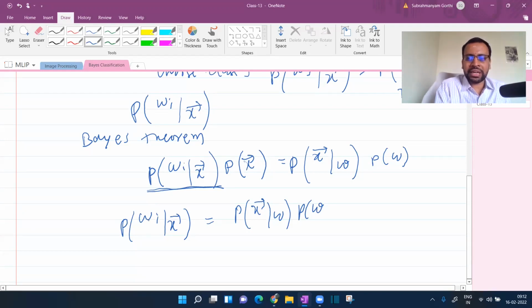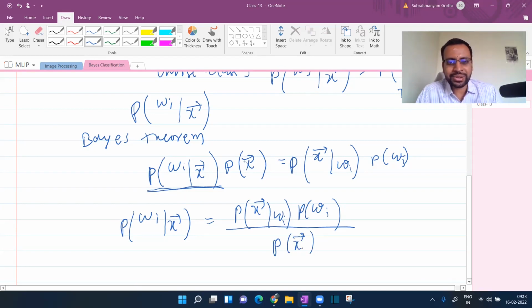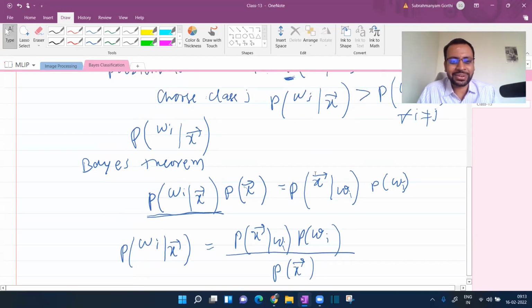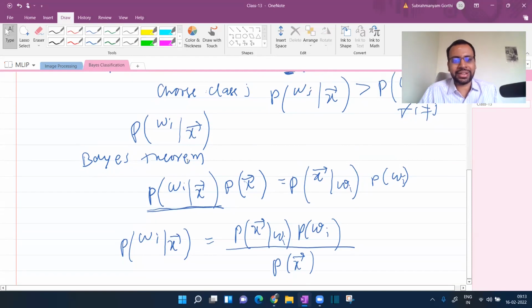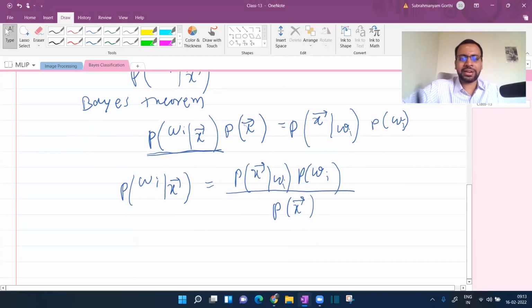Since I am writing i here, I should have written i here also, isn't it? So, P of x bar given omega i into probability of omega i divided by probability of x bar. Doesn't it look more complicated? Initially I had to simply find this. Now I have used Bayes theorem and introduced three probabilities here. Well, there is a way you could calculate these three terms. On the other hand, there is no way you could right away compute the other.